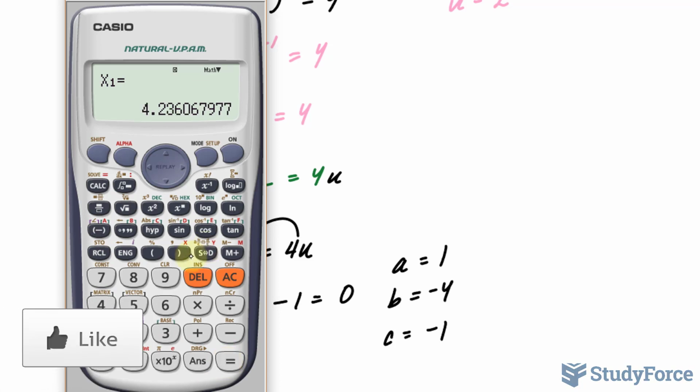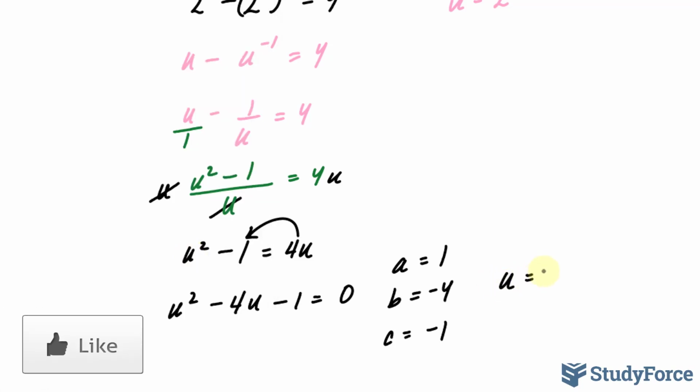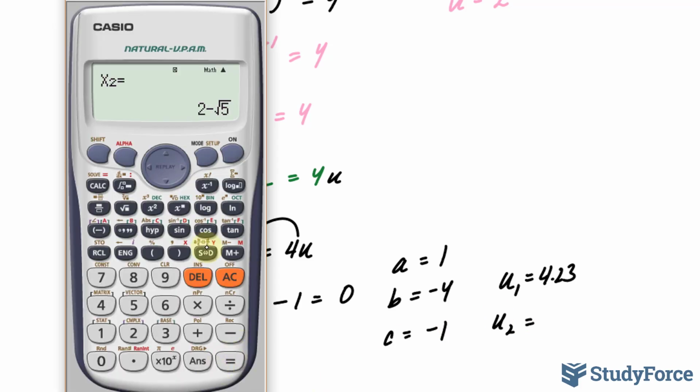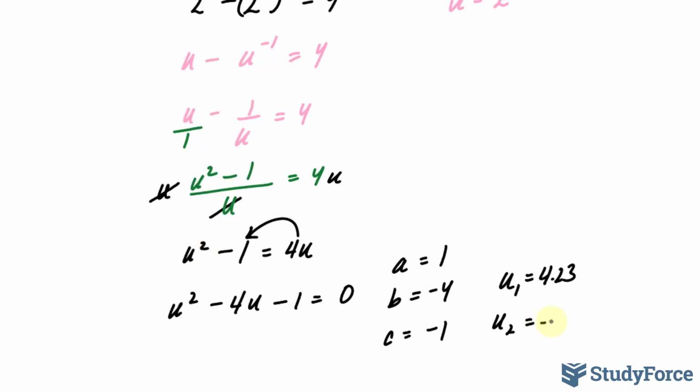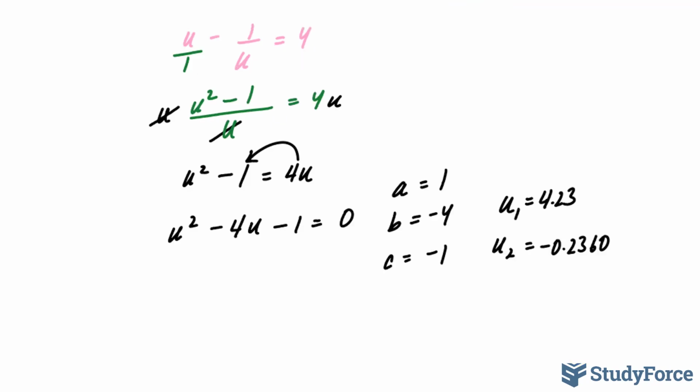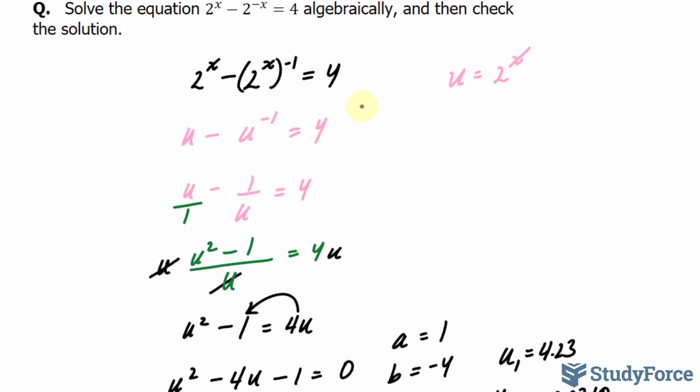Our first answer is 4.23. u is equal to 4.23. And our second u, I'll call this u sub 1 and u sub 2, is equal to negative 0.2360. Now that I found my u values, I can substitute these back into this relationship.